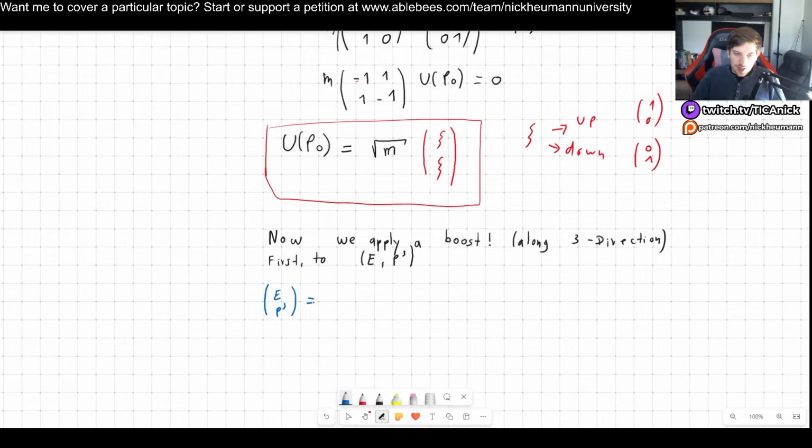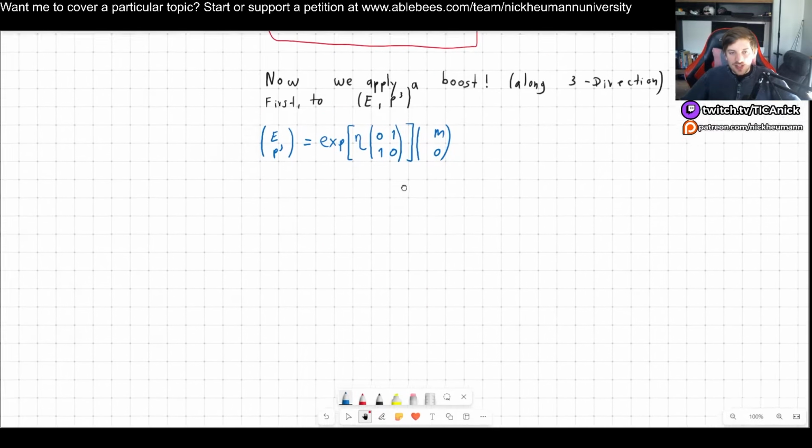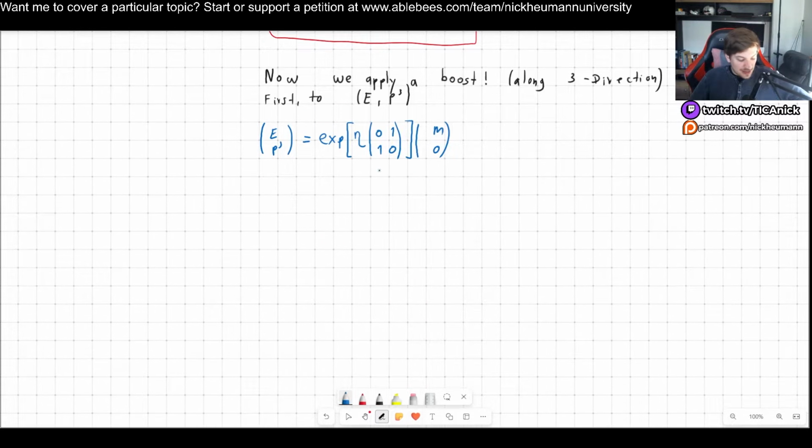So we're going to have E, p3. This is going to be equal to our rest mass, right? Just the rest mass, what we had in that case. And then now we have to actually apply the boost to it. So in this case, as we have seen previously, the boost is simply going to be the exponential of the rapidity. And now we have the matrix that defines the boost, which is going to be 0, 1, 1, 0 in our case.